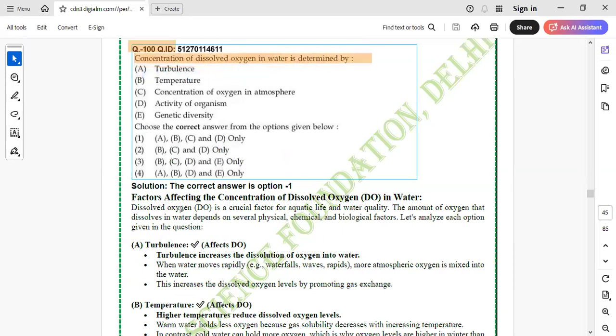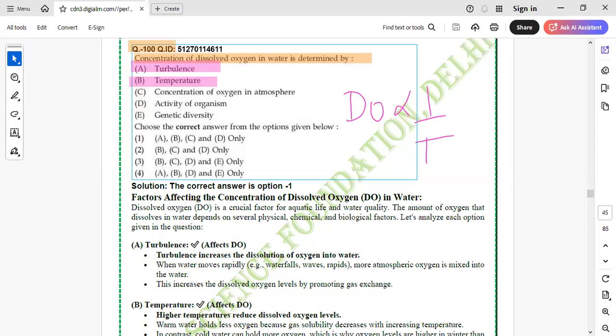Concentration of dissolved oxygen in water is determined by. So when I was teaching you that thing, that pressure outside the stream, inside the stream, influx, outflux, we have talked about everything there. So the movement of oxygen is regulated by Fick's law. It will depend upon turbulence. Yes, it will depend upon temperature. We know that DO is inversely proportional to temperature, as per the solubility of gases. So more temperature, less DO, less temperature, more DO.